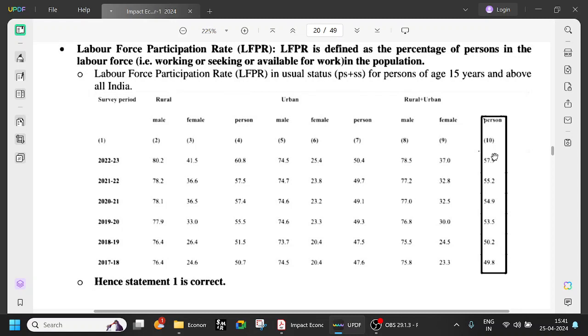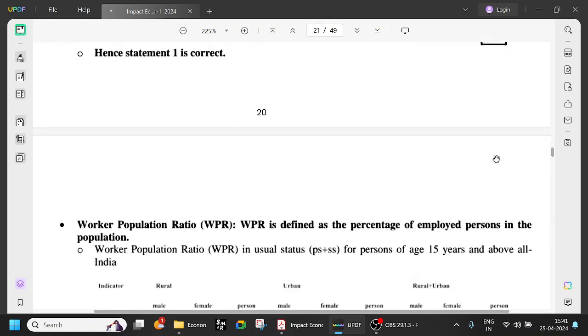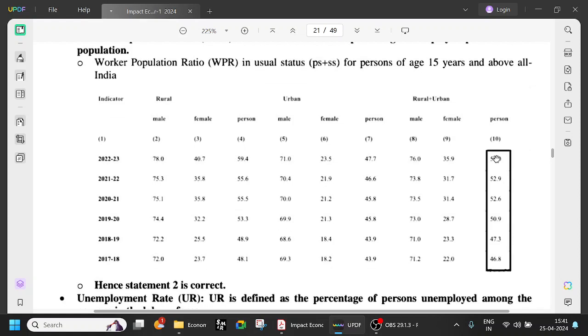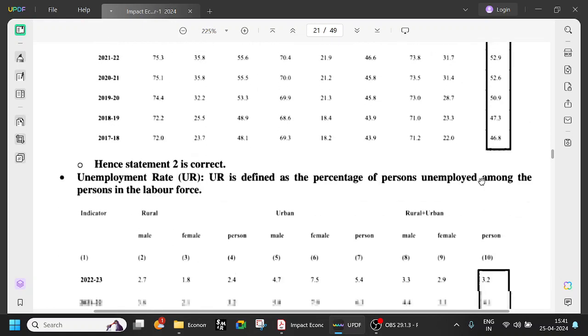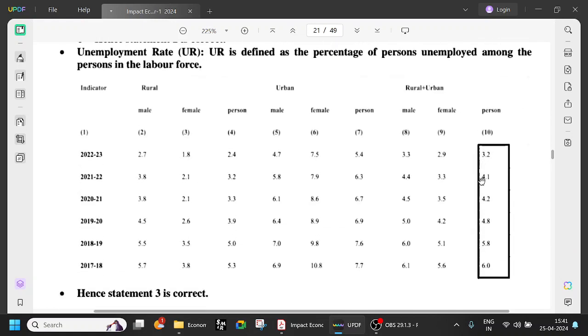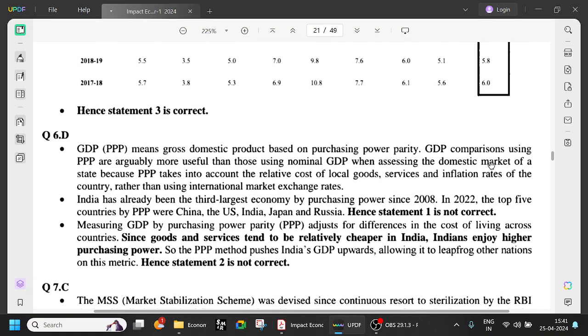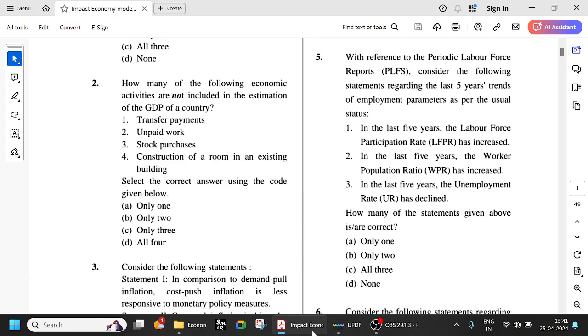Because at group 2 level they can ask questions on statistics also. So 49 to 57, it has increased, and worker population ratio has increased from 46 to 56, almost 10 percentage points. And this has reduced: unemployment rate has reduced from 6 to 3.2. Now let us see what it is saying.